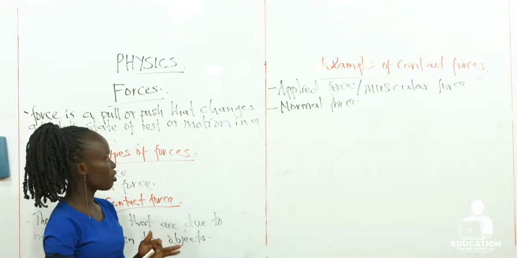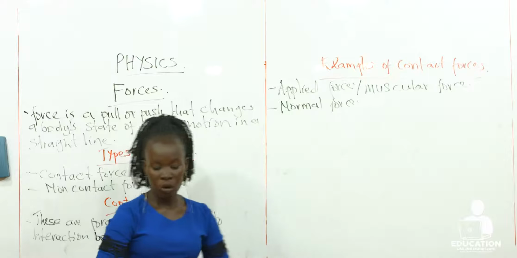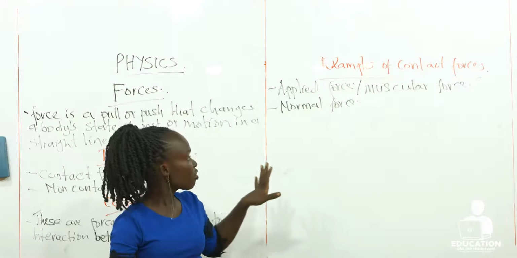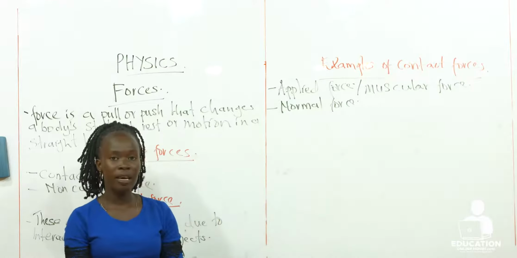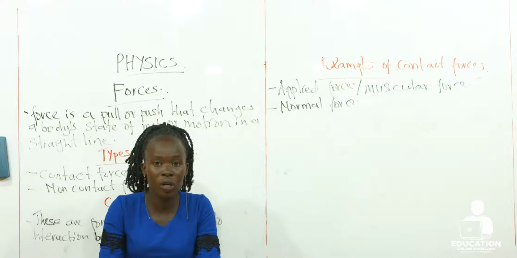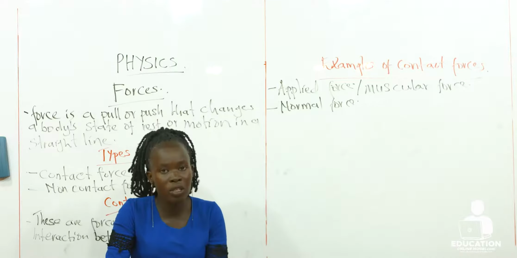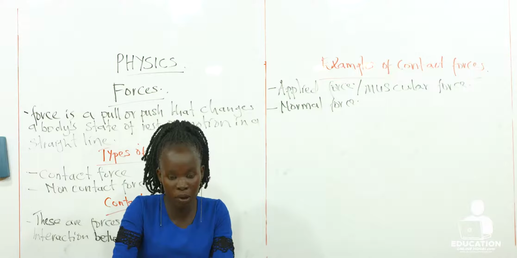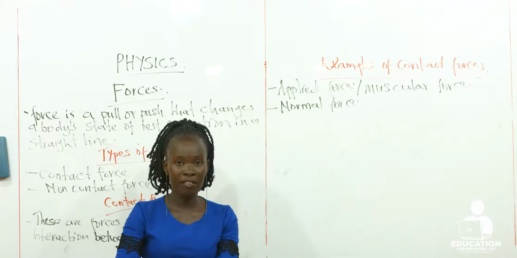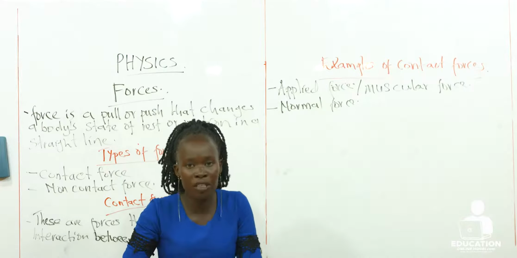How do we get this normal force? This normal force here is exerted by a surface onto an object. What surface are we talking about? It can be any surface. Let's take the example of a table.